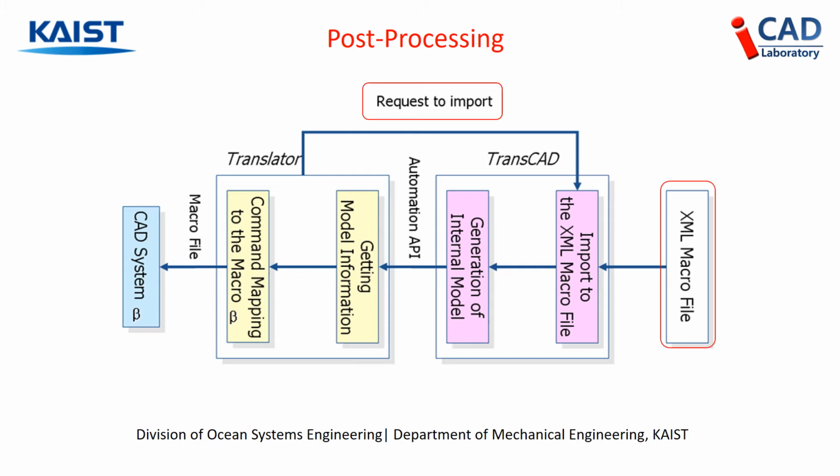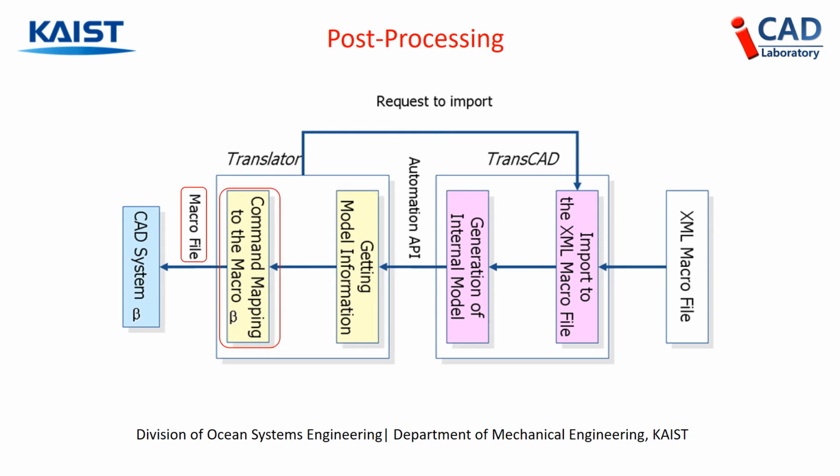the translator first requests TransCAD to import the neutral macro file. Then, TransCAD generates the internal geometric model. Next, the translator calls the APIs of TransCAD to obtain information needed for the translation. And this information again is translated to the native macro file of the receiving CAD system by mapping the commands. Finally, when the receiving CAD system reads the native macro file, the parametric model is generated.